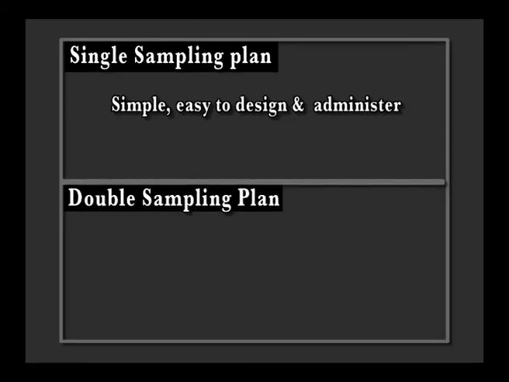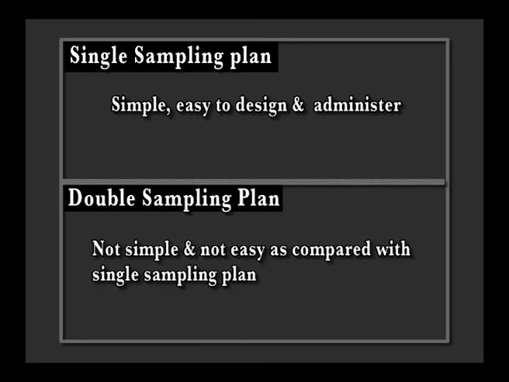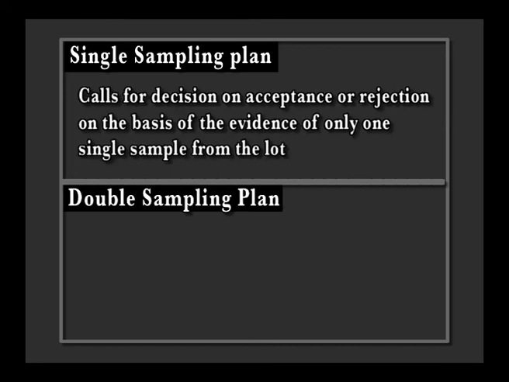Let us compare the single sampling plan and double sampling plan. Single sampling plan is simple, easy to design and administer. Compared to single sampling plan, double sampling plan is not as simple or easy. Single sampling plan calls for a decision on acceptance or rejection based on the evidence of only one single sample from the lot.